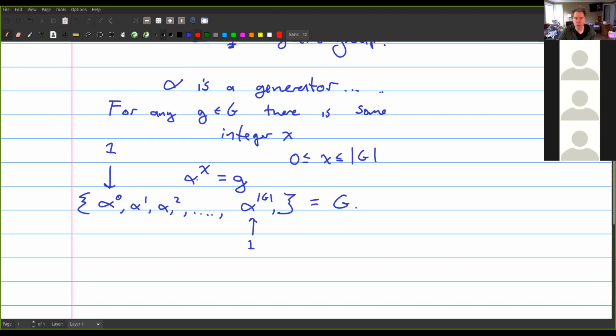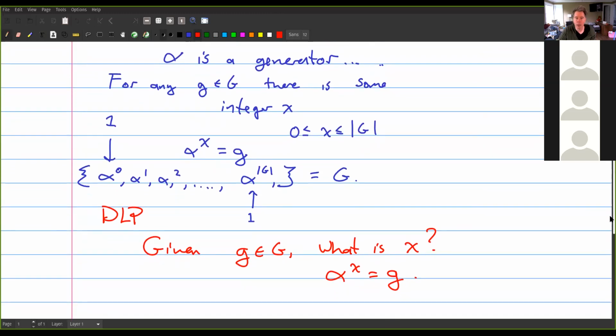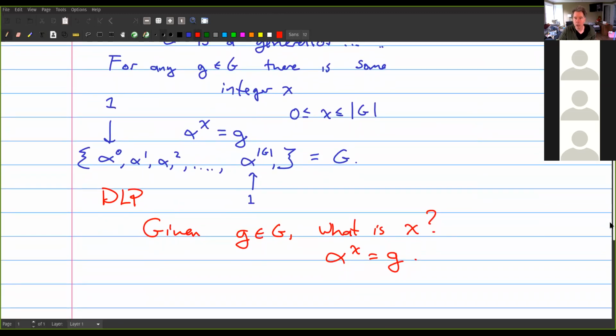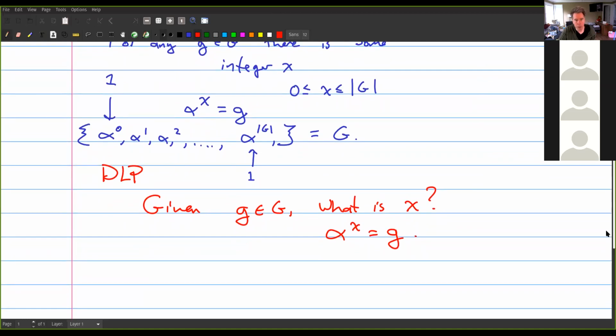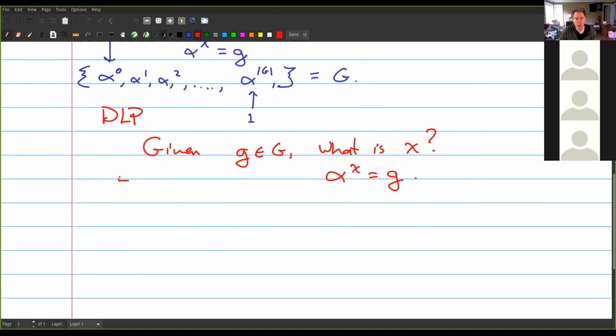and that is the discrete logarithm. The discrete logarithm problem is: given g, an element of the group, what is x? So it's asking what is the x so that alpha to the x is equal to g. Sometimes this x is called the index of g. And for some groups, the discrete logarithm problem is hard, like in Z_p star. So this is the group that you kind of generically use here, but you can also use elliptic curve groups.